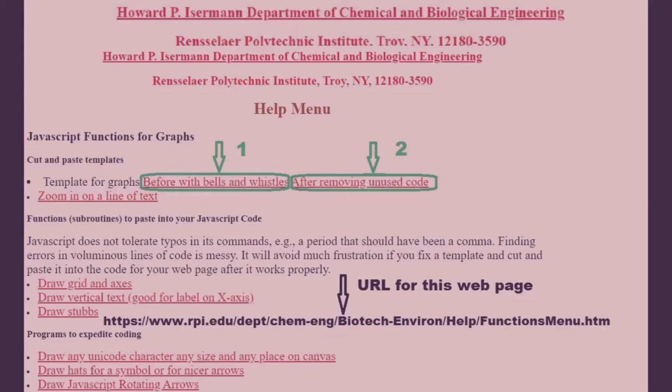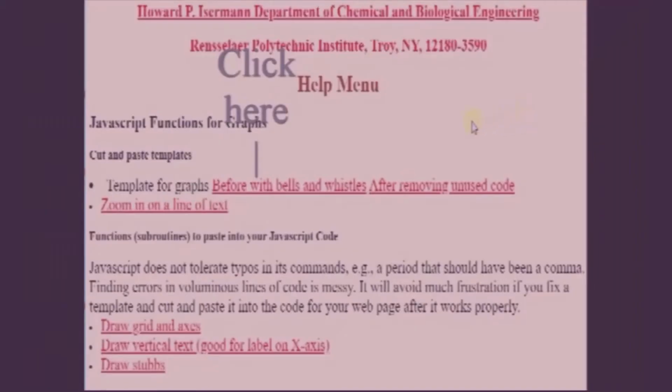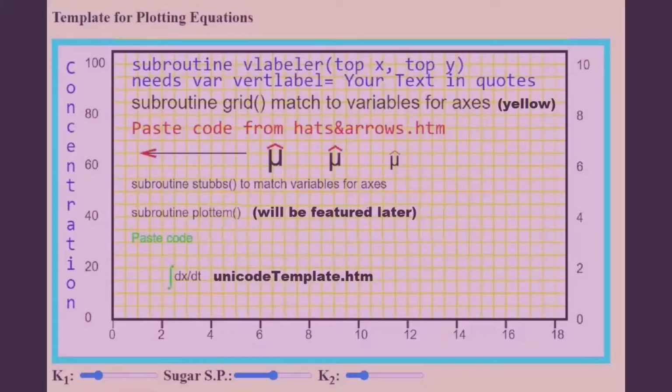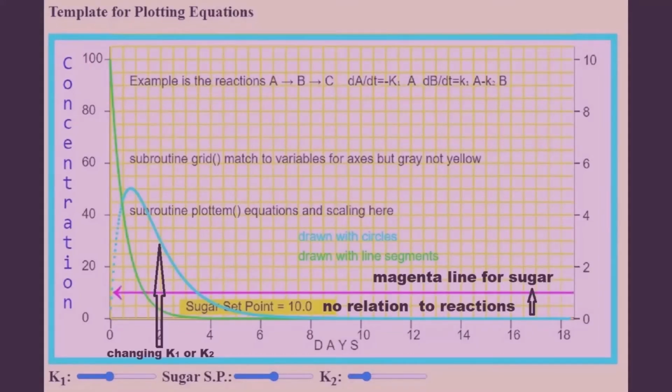You should use your internet browser to go to the URL at the bottom of this page. That way you can select the various programs and follow along by stopping and starting this video. Let's examine this web page briefly. It uses colors and comments to indicate some of the subroutines that are available as templates.